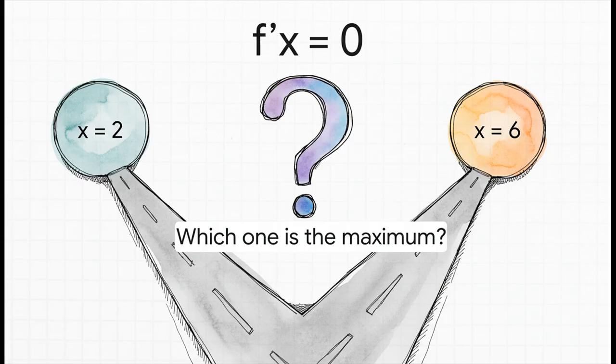So when we set that derivative to 0 and solve it, something kind of interesting happens. We actually get two possible answers. x could be 2, or x could be 6. The math gives us two critical points. So, which one is our maximum?